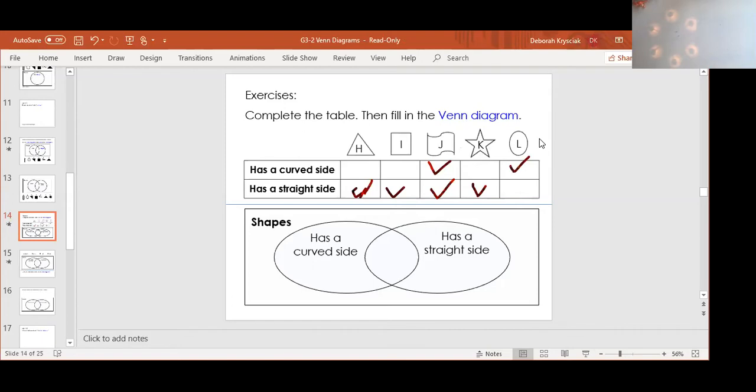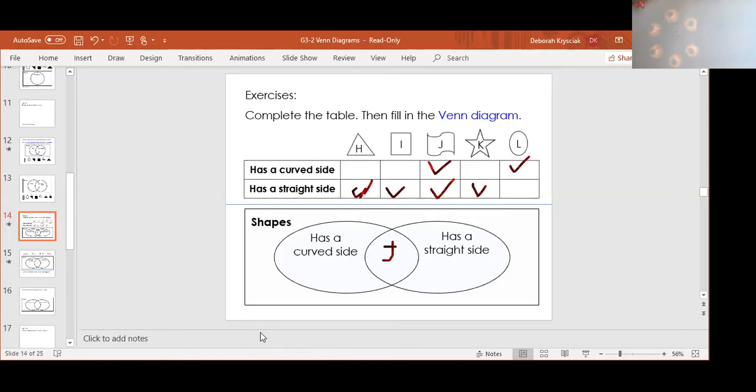So now we can see this is a Venn diagram. It's all about the shapes. Everything that has a curved side goes in this oval. Everything that has a straight side goes in this. And if it has both things, it goes here. So I bet you can figure out which one goes there. The one with 2 check marks. So I'm just going to write that one in there. This is the only one that goes in there because it's the only one with 2 check marks.